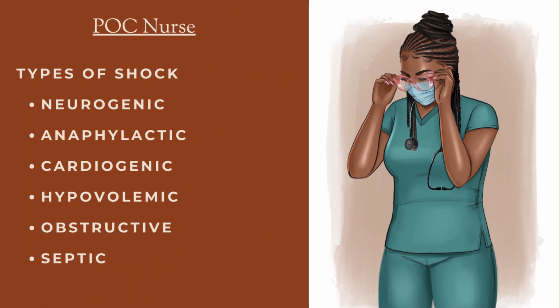Let's now talk about the different types of shock that there are. We have neurogenic shock, which is not really tested on the CCRN exam according to my book. We have anaphylactic shock. We have cardiogenic shock. We have hypovolemic shock, obstructive shock, and septic shock. Now, if you want to use a mnemonic, it turns out to be NACHOS. We have the neurogenic, anaphylactic, cardiogenic, hypovolemic, obstructive, and septic shock.